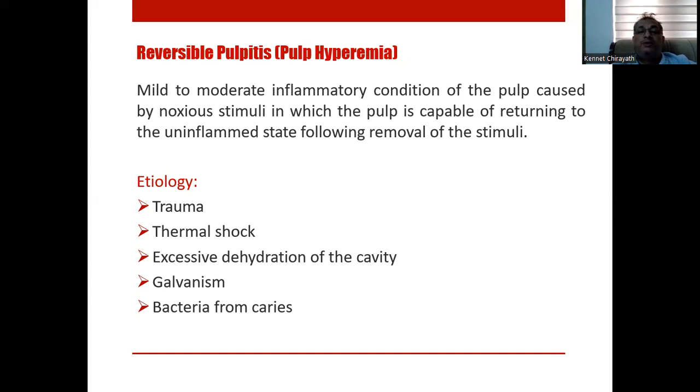Excessive dehydration means that after the cavity operation, don't use the 3-way syringe to dry the cavity. When you dry the cavity, it can result in injury to the odontoblastic process. Galvanism is when two dissimilar metals come together in the oral cavity, it can result in a galvanic shock and affect the pulp. Bacteria from the caries. So all these things can result in reversible pulpitis.